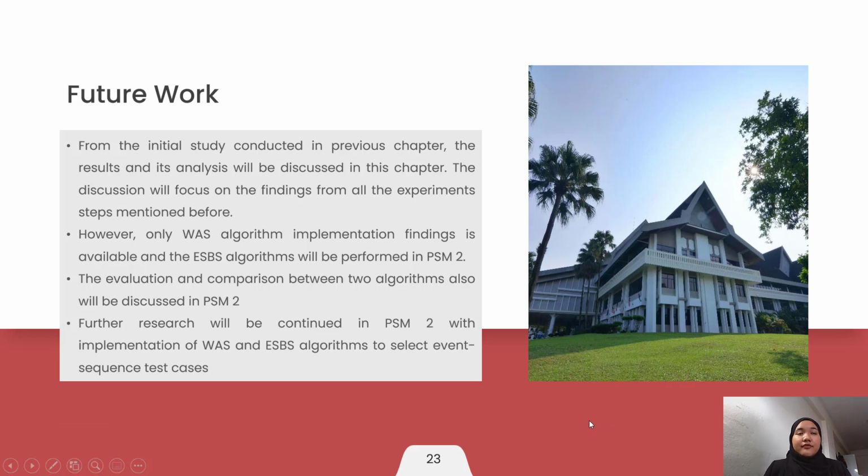For the future work, from the initial study conducted in the previous chapter, the results and analysis have been discussed, however only the WAS algorithm implementation finding is available. The ESBS algorithm will be performed in PSM2, and the evaluation and comparison between the two algorithms will also be discussed in PSM2. Further research will be continued in PSM2 with implementation of the WAS and ESBS algorithms to select event sequence test cases.